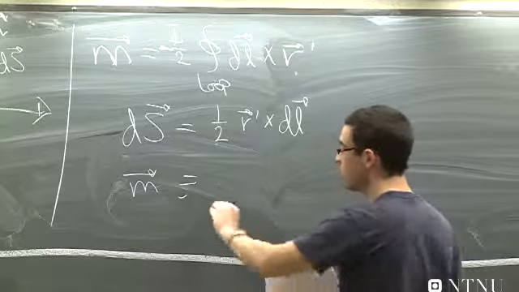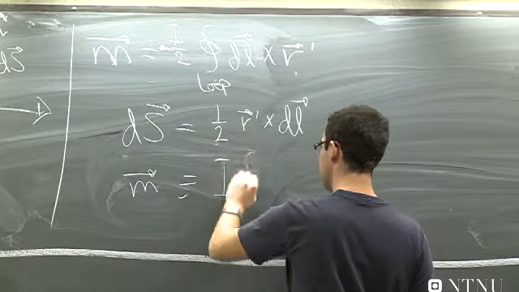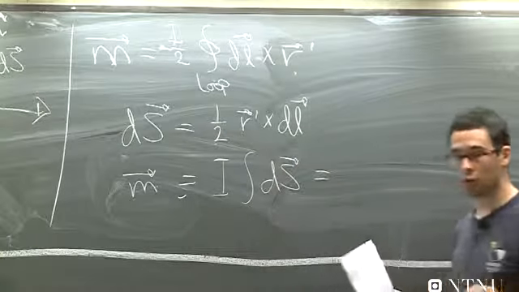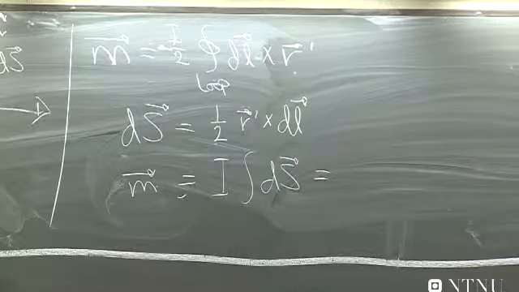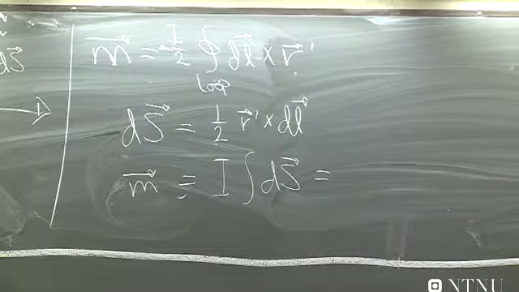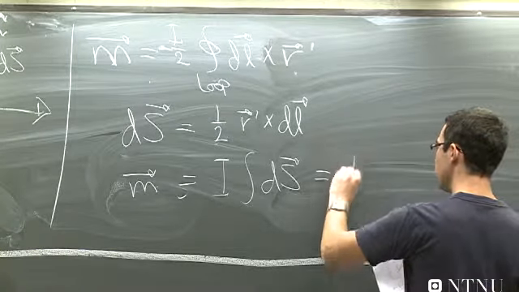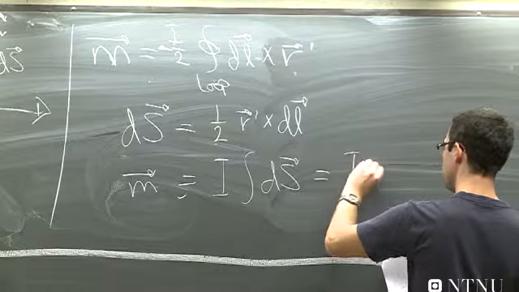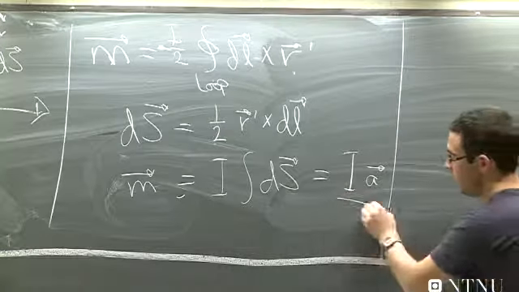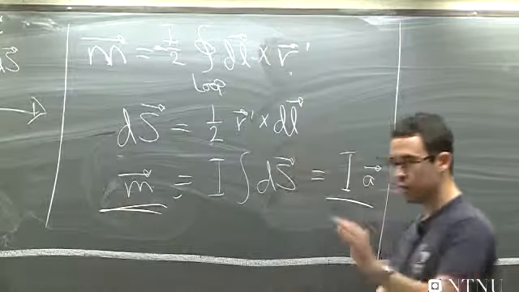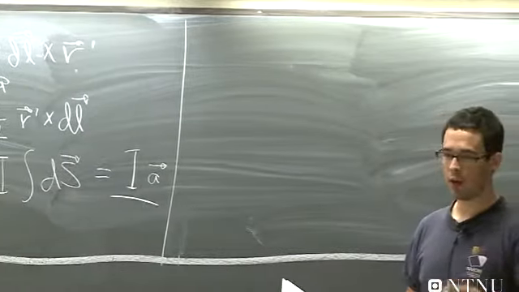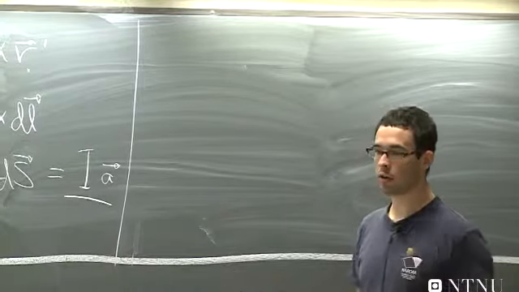Now if I insert it, it just looks like I'm integrating all the little surface elements. I'm just integrating to get the area of the loop. Like this. So in the special case that the loop is flat, you could just use this simple formula. You multiply the area by the current running through it.